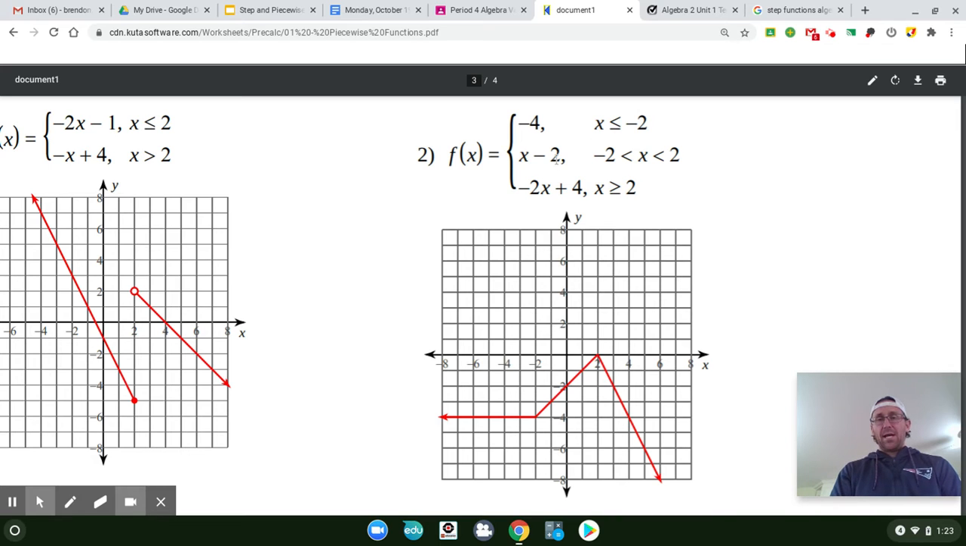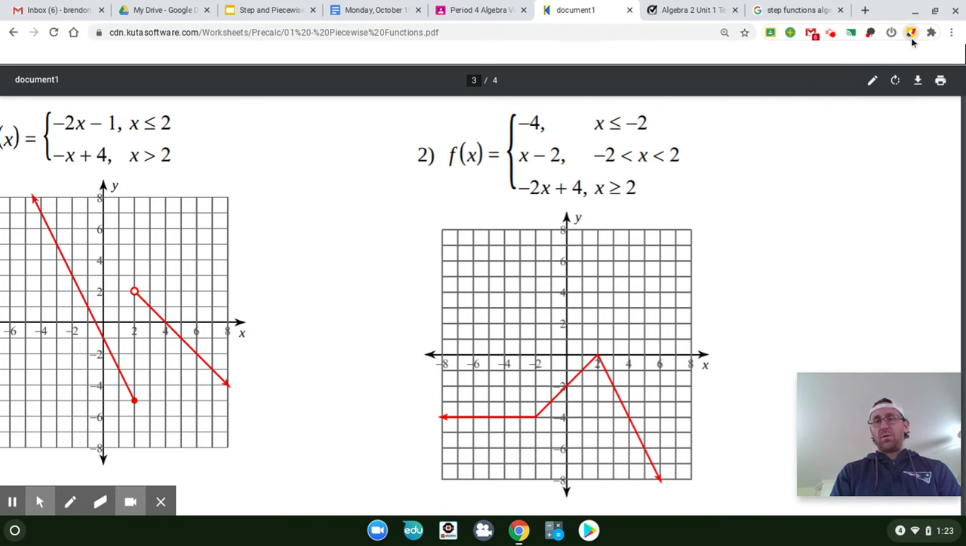Okay. Y equals x minus 2. That's this line right here. But it says you only go from 2 to negative 2. So that's this line right here. And this line, y equals negative 2x plus 4, is this line right here. I go up 4, down 2 over 1. So it's this line, but it's everything greater than 2.